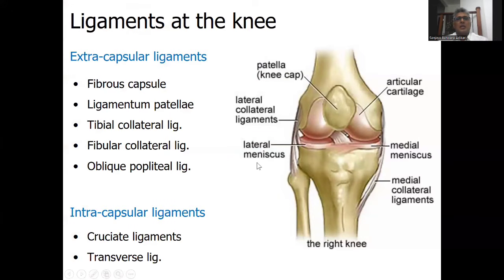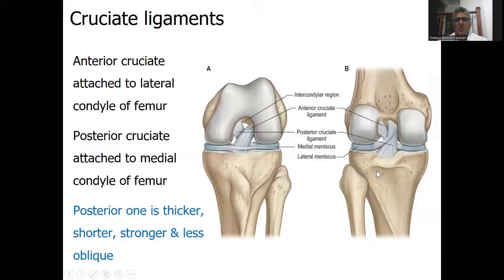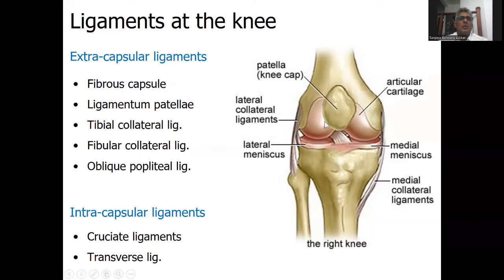Ligaments: again, there are so many ligaments surrounding the knee joint. The capsule is taken as a ligament by some authors. Then you have the ligamentum patellae here in front, attached to the tibial tuberosity. Then you have the tibial collateral, a flat, broad ligament, and a cord-like ligament, the fibulocollateral ligament, on the lateral side. And at the back, even though it's not shown here, you get the oblique popliteal ligament, which is an extension of the semimembranosus tendon.